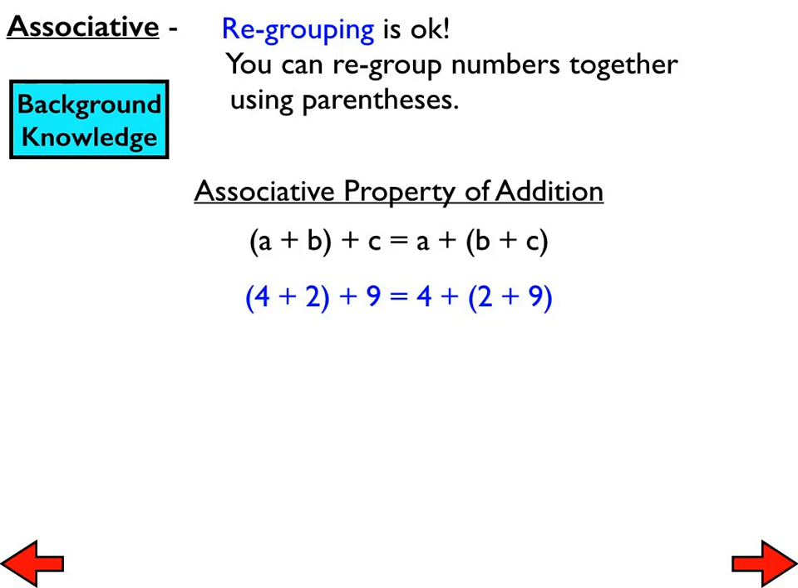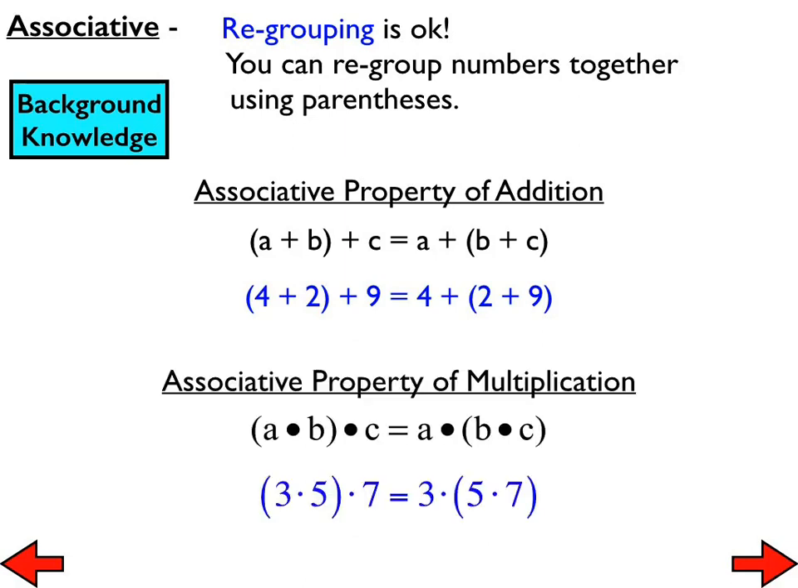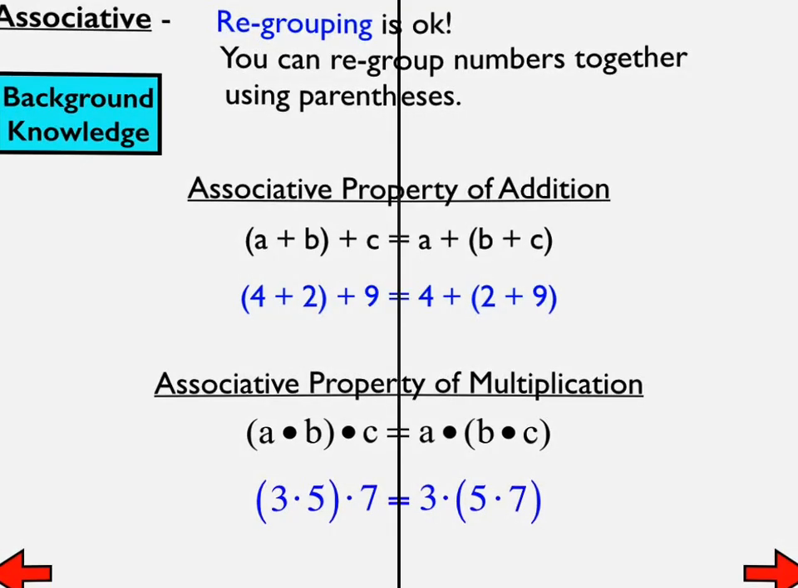The left side, I was grouping the 4 plus 2 together. In the right side, I'm grouping the 2 plus 9 together. Notice that the numbers did not change order. It's the grouping that has changed. And the associative property also works for multiplication. And we're going to utilize both of those properties today to prove why the rules are what they are for multiplying integers. So if you weren't in honors especially, you need to take very good notes today to make sure that we're very clear on all of these things.